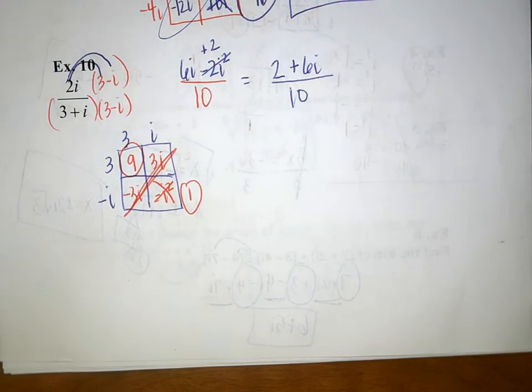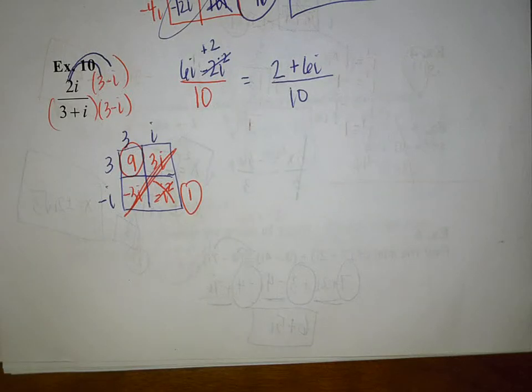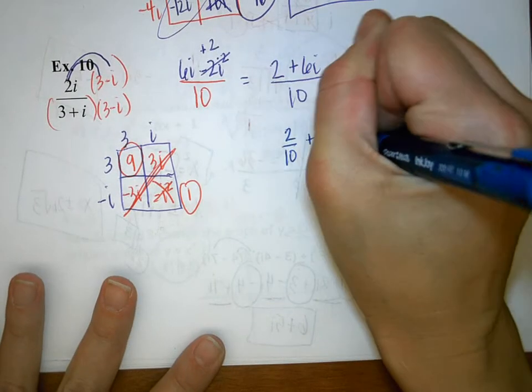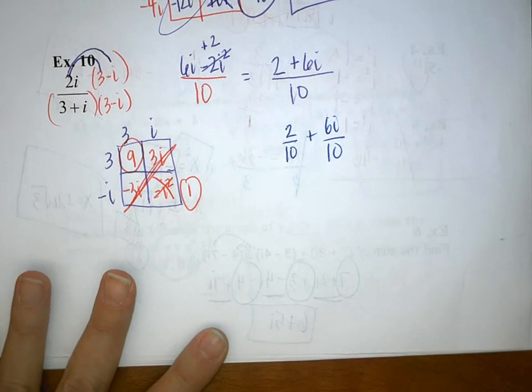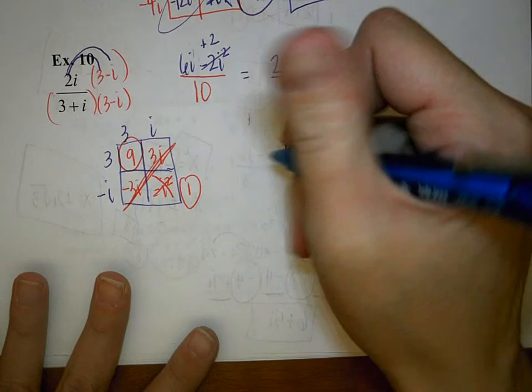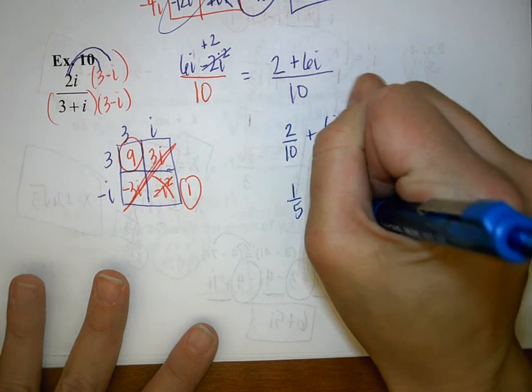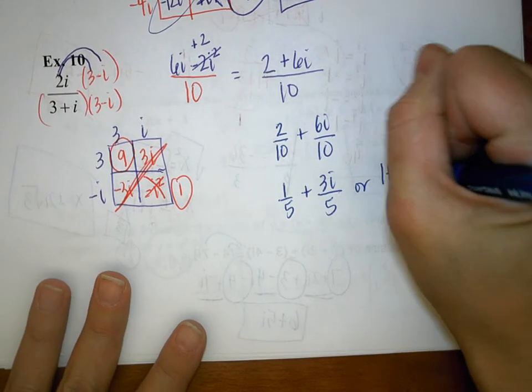Could I reduce that? Yeah. So you might want to write this, though, to make sure you reduce it right, because it has to go into both if you want to split up your fractions. So we end up with 1/5 plus 3i over 5. Or you could have had it as 1 plus 3i over 5.